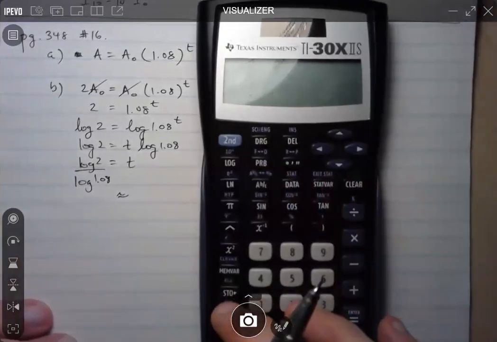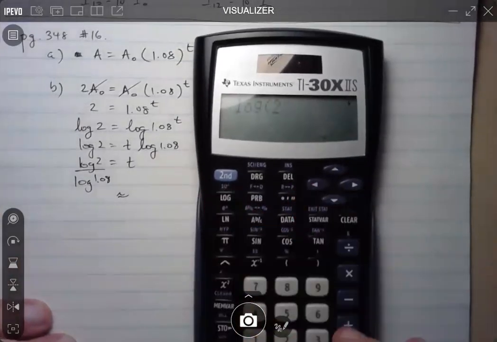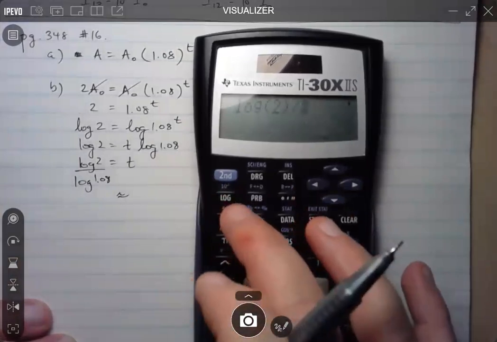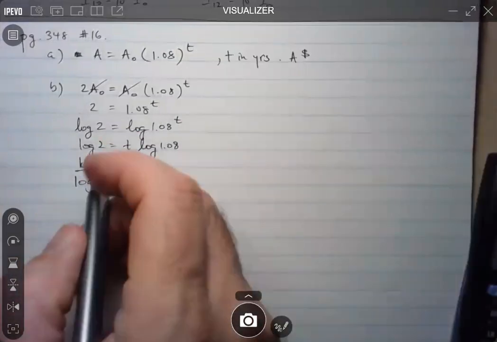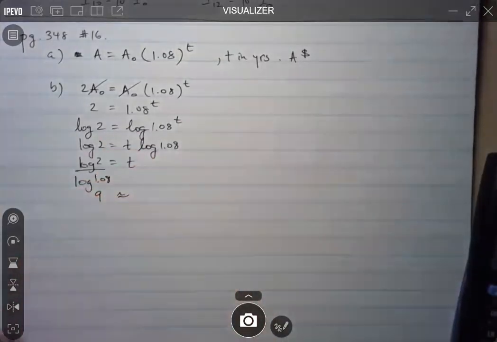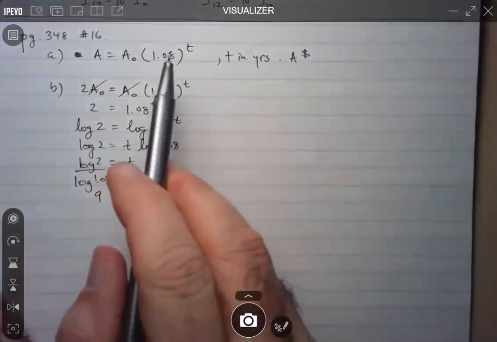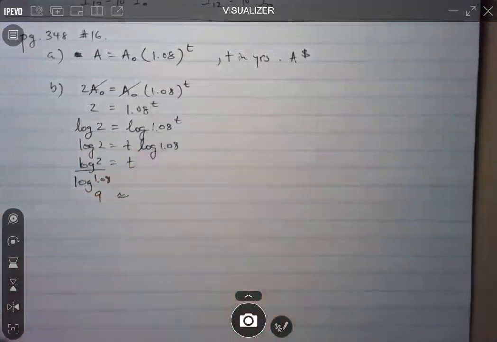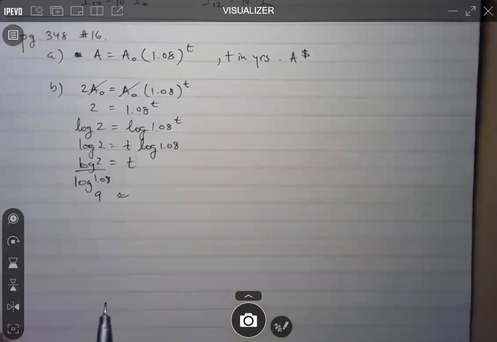So let's approximate that here. So what do we have? We have log of 2 divided by log of 1.08. Okay, so it takes about 9 years. So that means any investment at 8% interest compounded annually is going to take 9 years to double in value, and you can determine something similar for tripling time.